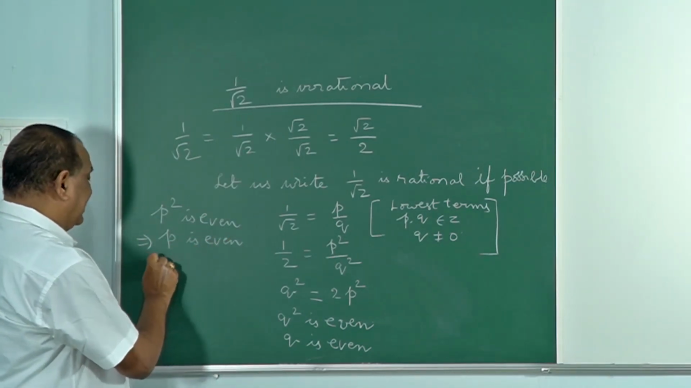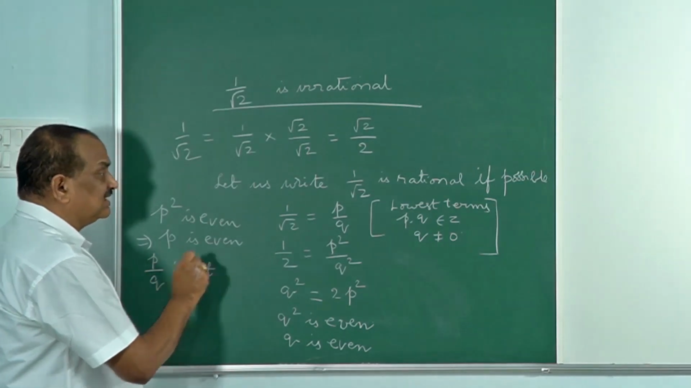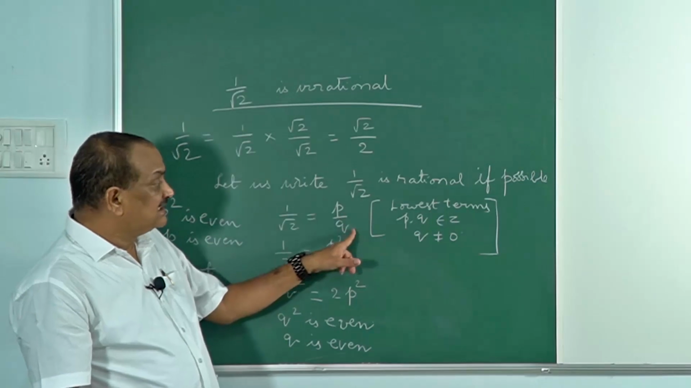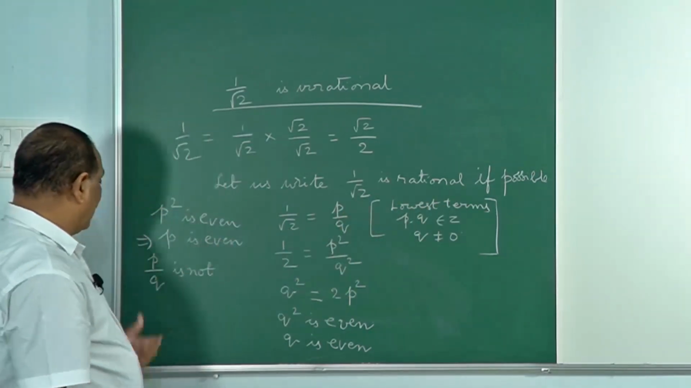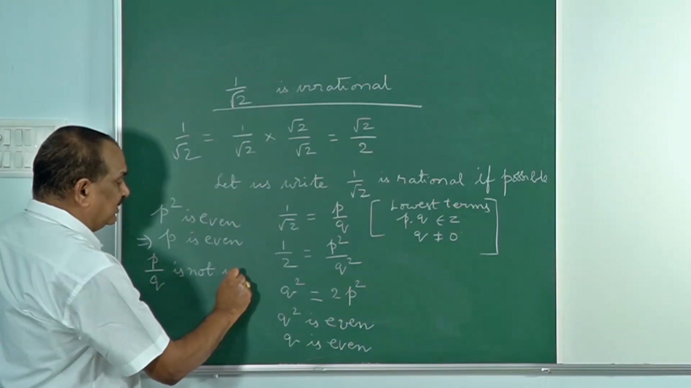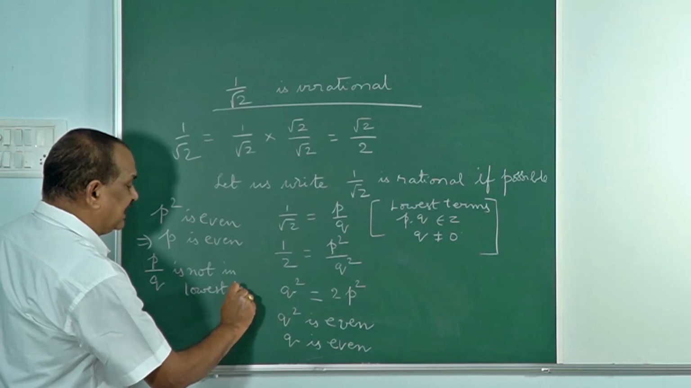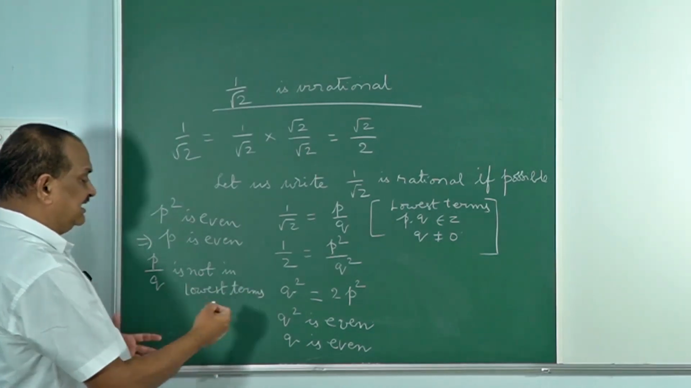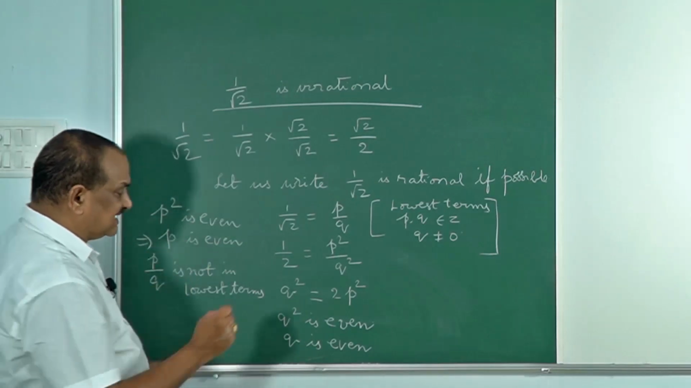And then P on Q is not in the lowest terms, because you said P and Q, there is nothing to cancel. It's in the lowest terms. And therefore, P by Q is not in lowest terms. That's what happened actually. Like lowest terms, you can cancel 2 because both are even numbers. Like how P square is even, I just resolve here.